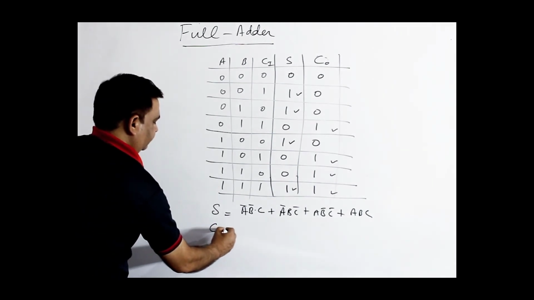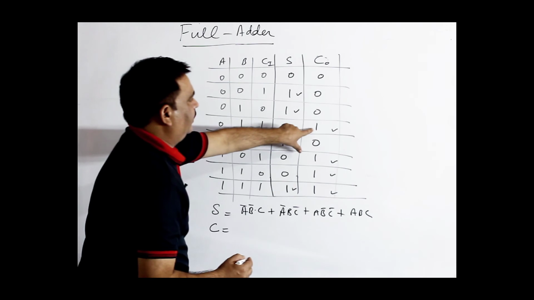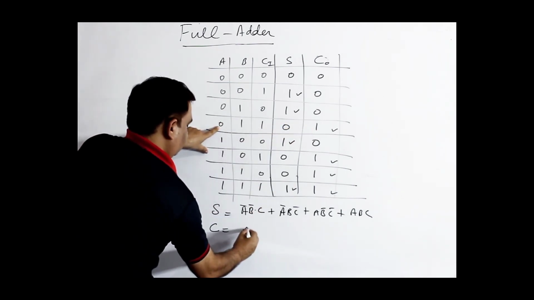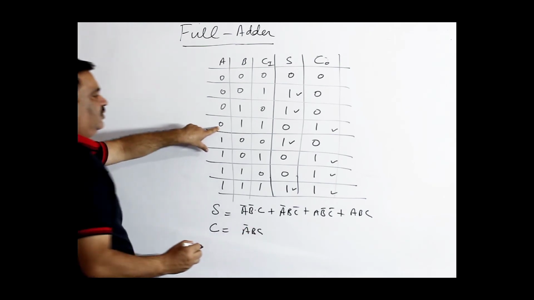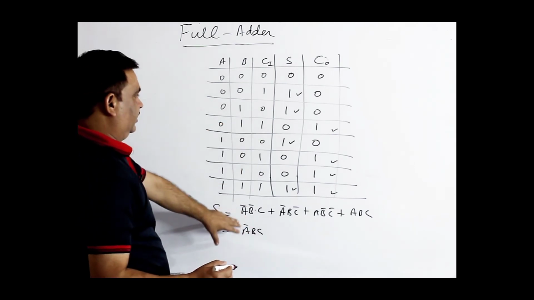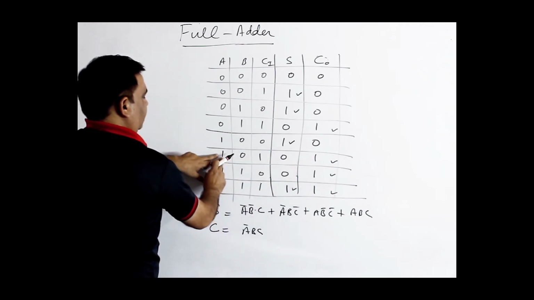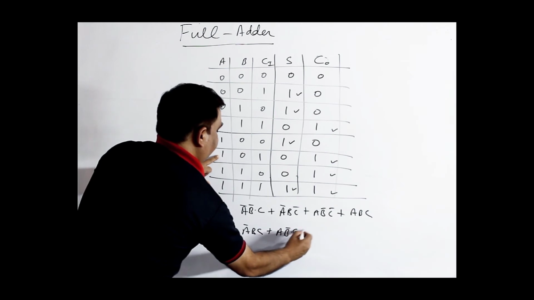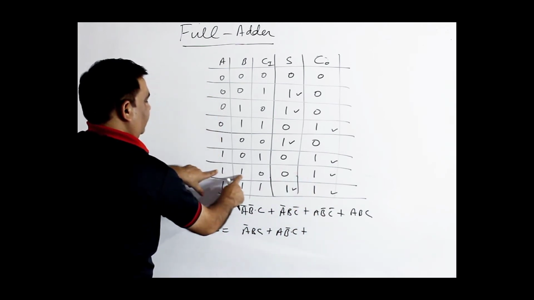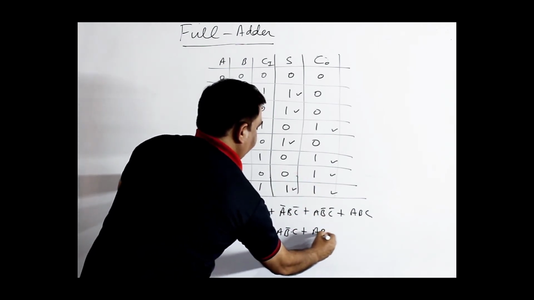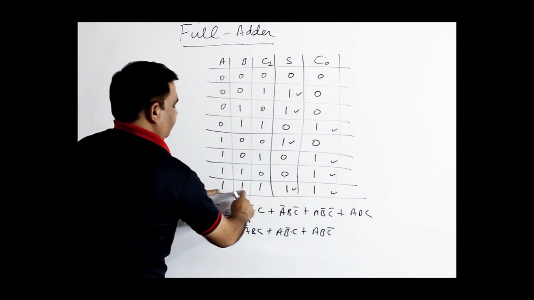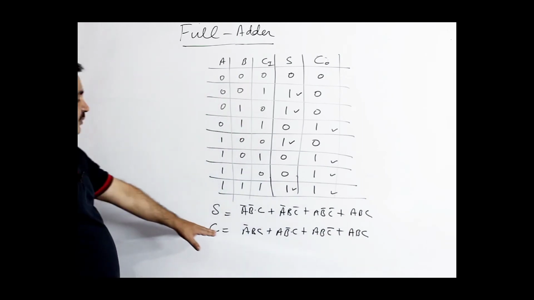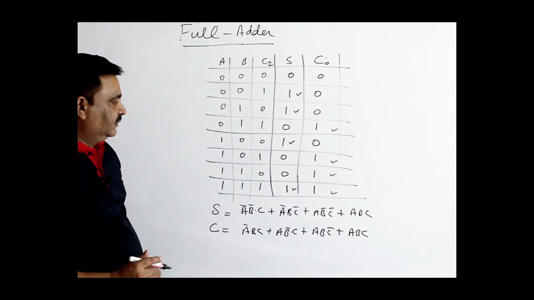Now, for carry, first one, inputs are A, B, C: A complement, B, C. Wherever 0, write complement, wherever 1, write uncomplemented terms. The next one, A, B complement, C. For this one, A, B, C complement. For the last one, A, B, C, all are 1s. So, this is the expression for carry.